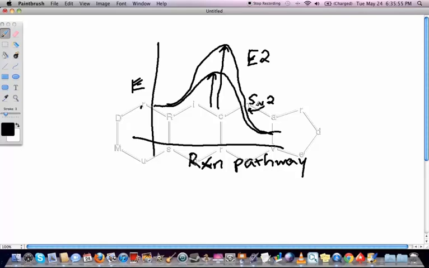Thus, at high temperature, it's possible that E2 could be favoured. Even though there's enough energy to get to the SN2, it's also possible that the E2 might lead to products that are more stable than the SN2 products. So that may end up favouring elimination. Overall, though, we find that high temperatures tend to favour the elimination process.